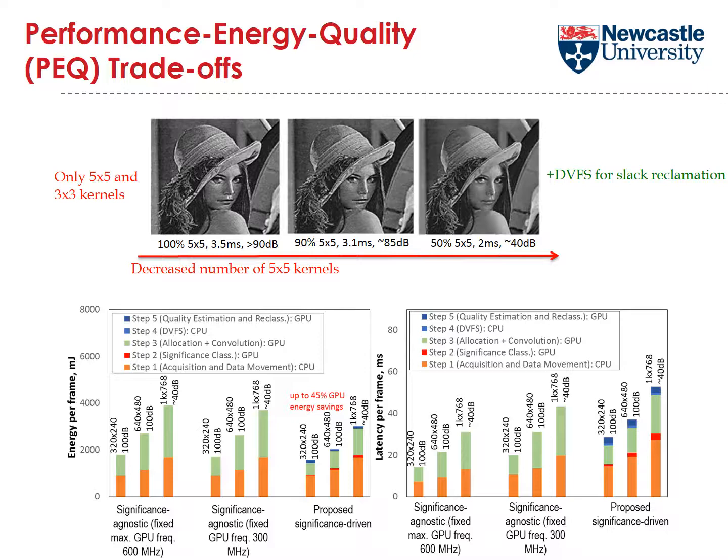So on the bottom left, we have the diagram for, let's say, the energy trade-off for different kinds of algorithms that we have developed. The first two sets of diagrams are basically the significance agnostic traditional approaches using fixed GPU frequencies of 600 and 300 megahertz each. And the third one for each diagram is the proposed significance driven one, and the different bars basically show the different resolutions that we have tried.